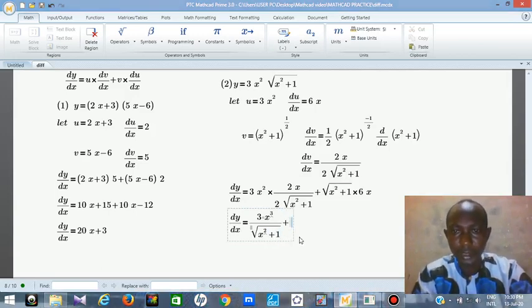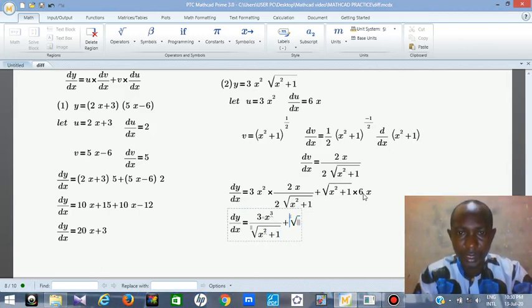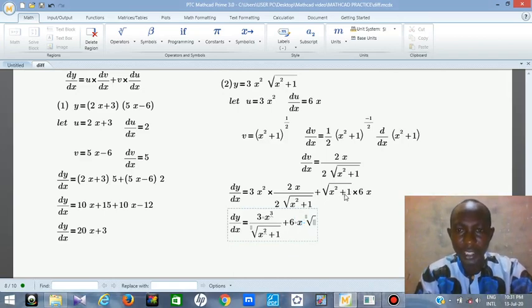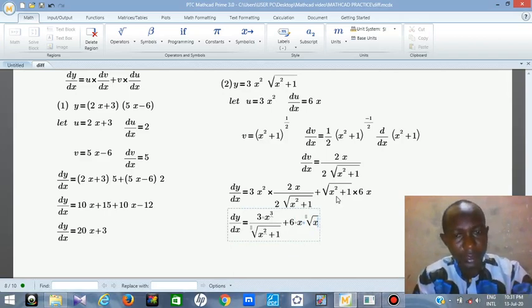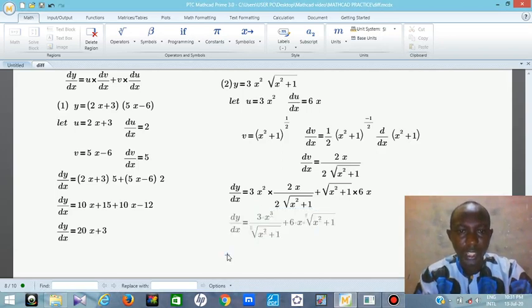Then plus, let's put 6x first. Let me put my root first, which is 6x. So 6x is multiplying this root. No, 6x cannot multiply the value inside this root, so it's not possible. So you leave it outside, then you have the square root of x squared plus 1. So actually I can stop here.